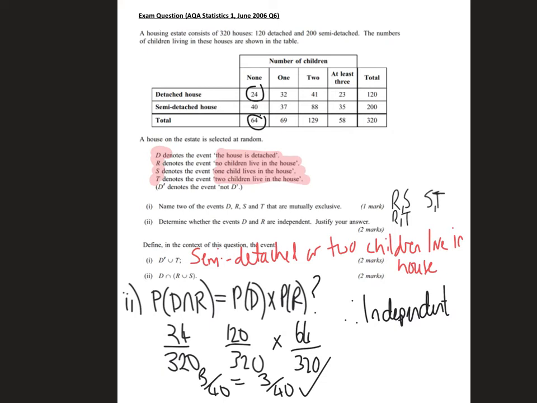And the second one, D and R or S. So R meant no children. S meant one child. So R or S means none or one. So we could call that at most one. That might be a good way of saying it. At most one child. And D means detached. That means detached and at most one child.